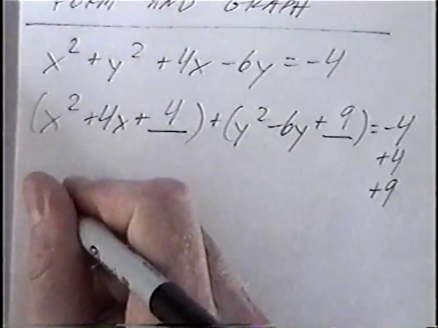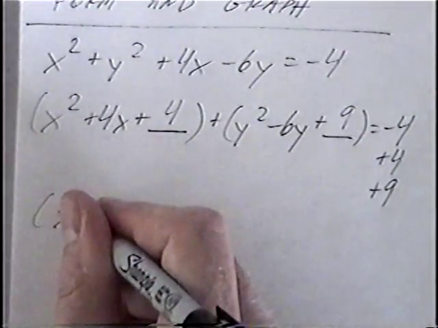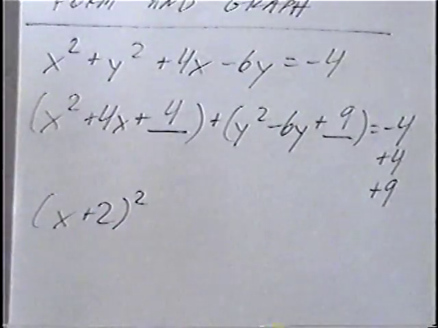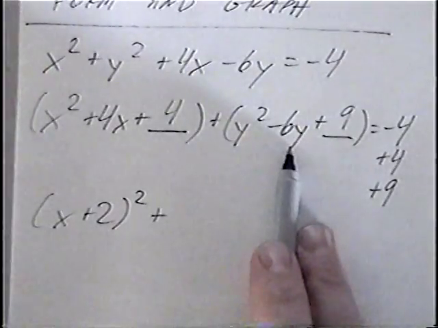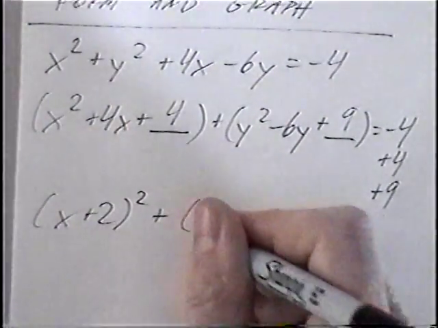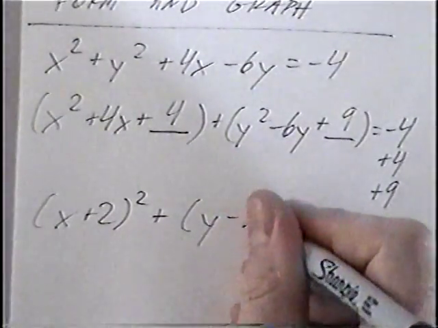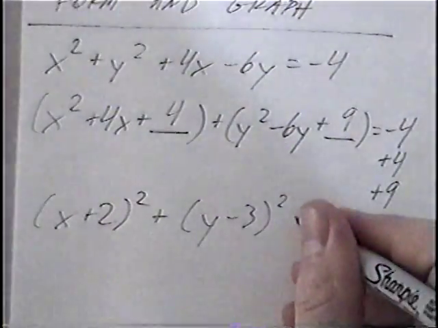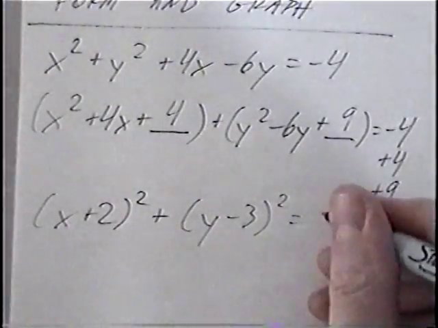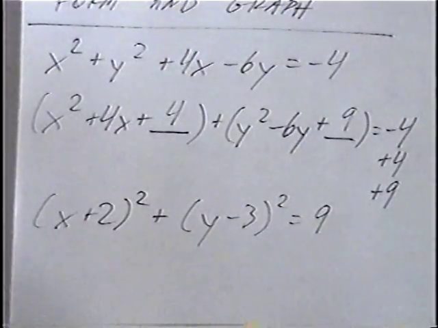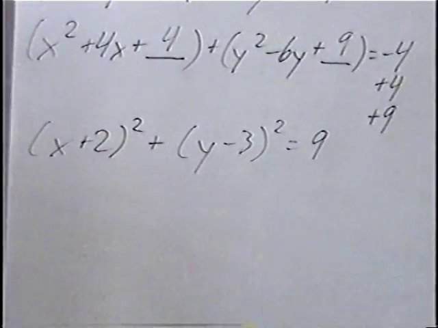Factoring the x's, this would factor x squared plus 4x plus 4. That would factor to x plus 2 squared. And factoring y squared minus 6y plus 9. That would factor to y minus 3 squared. -4 plus 4 would be 0. Adding 9, it would be equal to 9. And this equation would be in standard form for a circle.